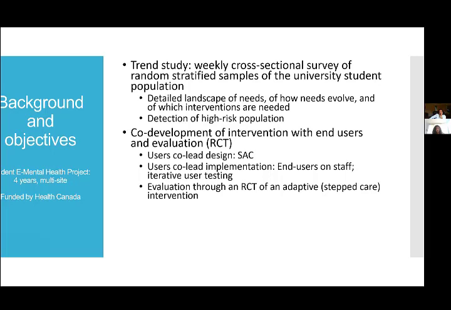Second component is an online intervention that we are co-developing with students and which we will test through a randomized control trial. Our app is being co-developed by the research team and the student advisory committee, and the research team includes about 10 students on staff that lead or co-lead several components of the development. It will be evaluated through an RCT of an adaptive stepped care intervention.